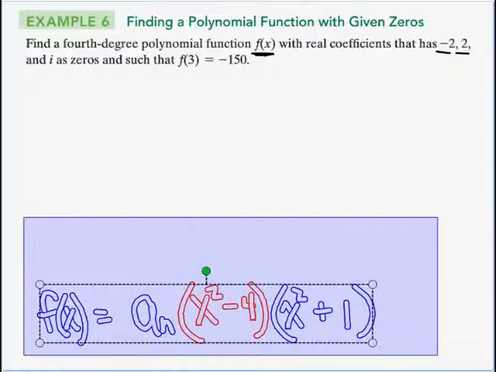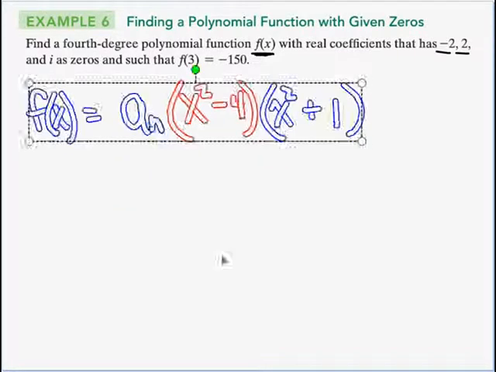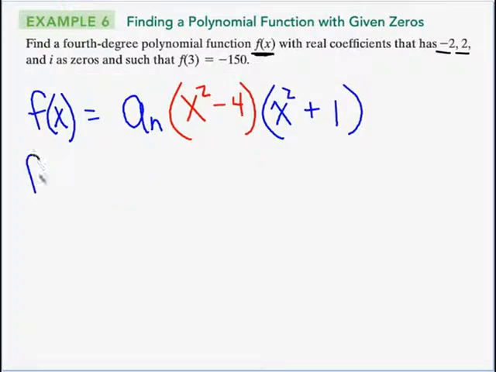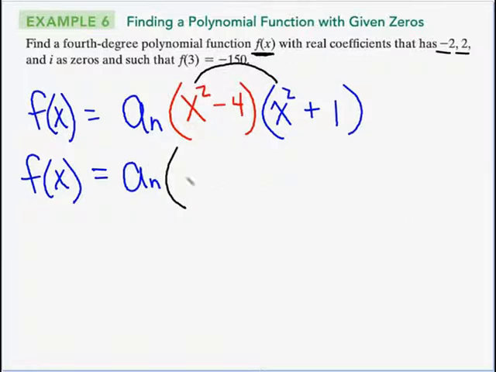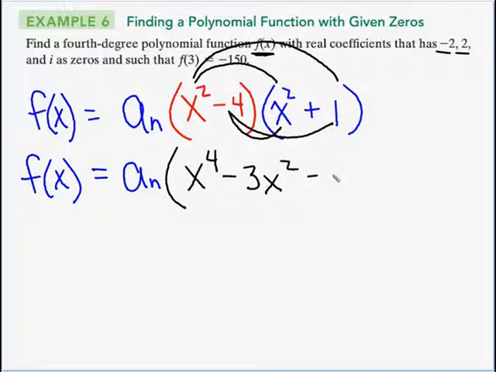Let's FOIL a little more. So it's still f of x equals our unknown coefficient, and let's FOIL this out. x squared and x squared is x to the 4th. And then we're going to have plus an x squared and a minus 4x squared, which is minus 3x squared. And then negative 4 and 1 multiplied is negative 4.